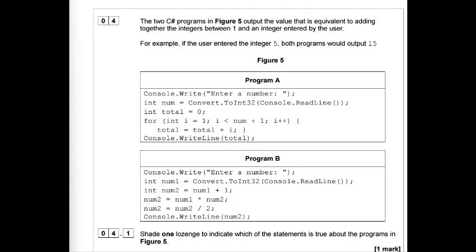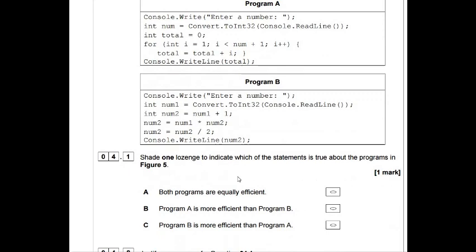Right. Number 4. So we got 2 C# programs in figure 5. They will output the value that is equivalent to adding together the integers between 1 and an integer entered by the user. So let's say the user has entered integer 5. Both programs output 15. So you've got program A and program B. So what we need to do with that one is we need to shade one lozenge to indicate what statements are true about the programs in figure 5.